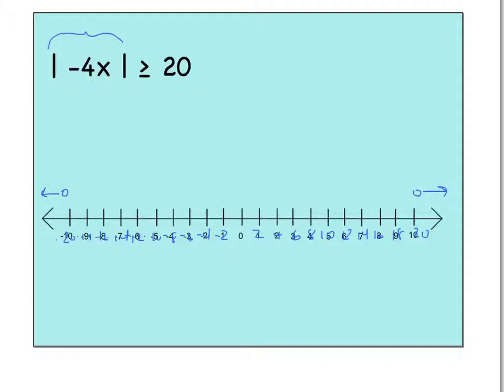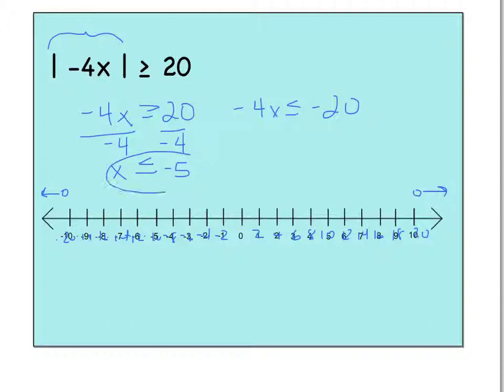So the two problems that we set up would be negative 4x would be greater than or equal to 20, and negative 4x would be less than or equal to negative 20. So remember, we have two different signs. We'll divide by a negative. When we divide by a negative, we switch our inequality sign, so we get x is less than or equal to negative 5. There's one solution. Divide by negative 4. We divided by a negative, so we have to switch our sign. X is greater than or equal to positive 5. So that would be right here, greater than or equal to, shades to the right. Back here, less than or equal to, shades to the left. We've got our two solutions.